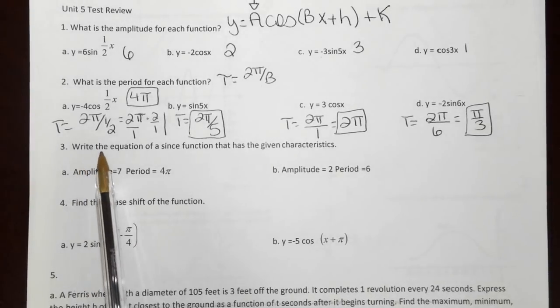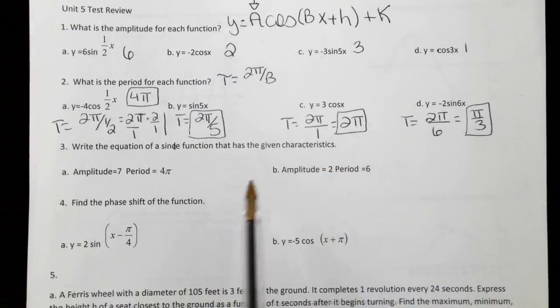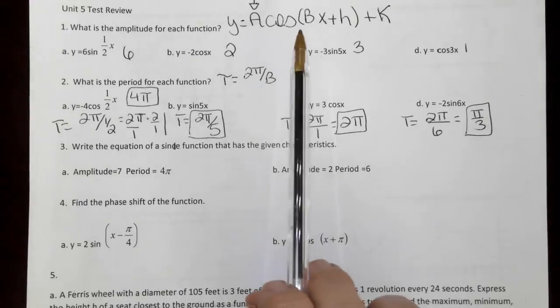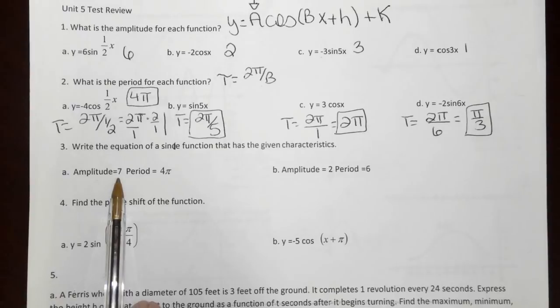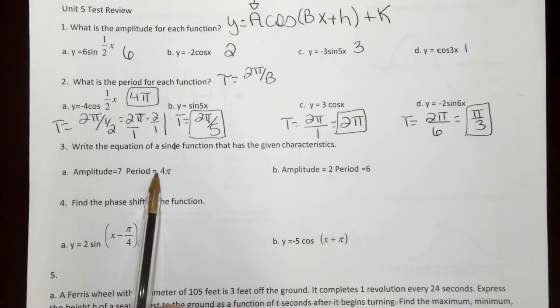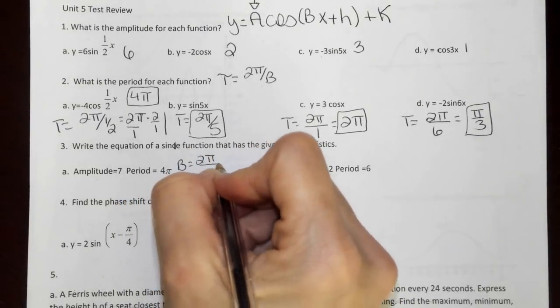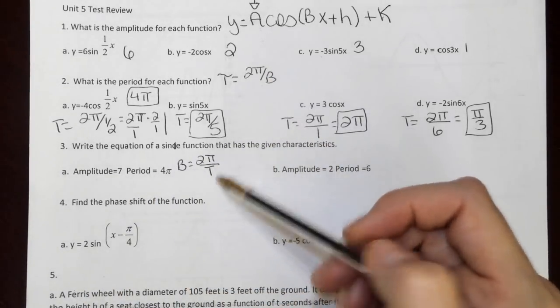On number 3, they want me to write an equation of a sine function that has given characteristics. So they give me the amplitude and they give me the period, and they want me to write the equation. When they want you to write the equation, we always know that our amplitude is going to go first, and then we're going to have the word sine, and then what I need is the b, which is our frequency. They didn't give me the b, they gave me the period. Well, to find the b, you're going to do 2 pi divided by the period. So these formulas are very, very similar.